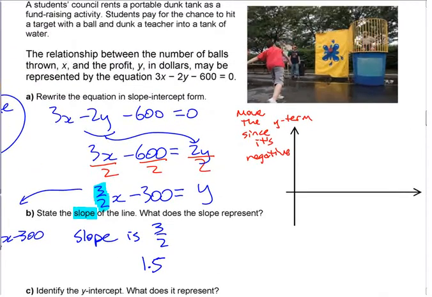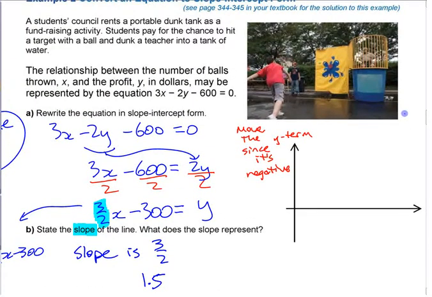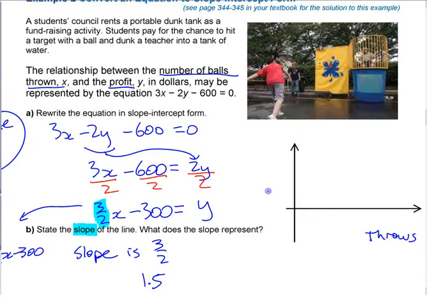If the two things you're comparing are, what do we have here? x is the number of balls thrown, or number of throws, or whatever you want to call it. We'll just put throws. And then the vertical is profit in dollars. So I'm going to put dollars here. Put profit in dollars.